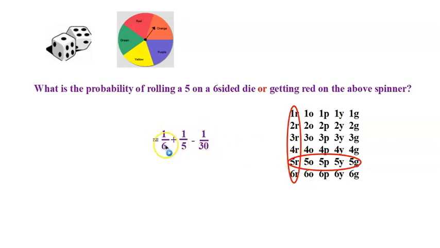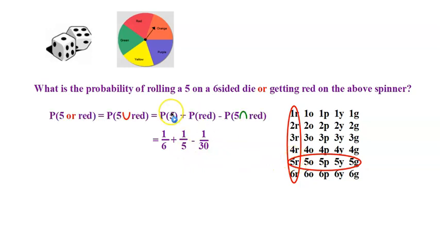So what we're going to do is take the probability of rolling a 5, 1 out of 6, probability of getting red, 1 out of 5, and then we need to take out this double counting, which is the probability of both. So what this is, the probability of 5 plus the probability of red minus the probability of 5 and red. Now notice my symbol here. I want probability of 5 or red, and my symbol is this U right here. This is the union. It's not the overlap, it's just all of it together. How much is it together?